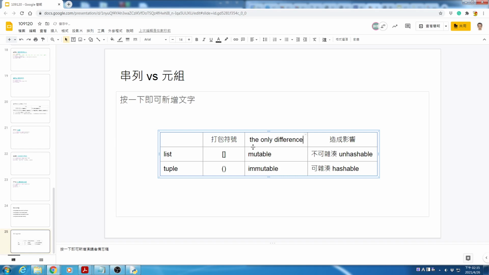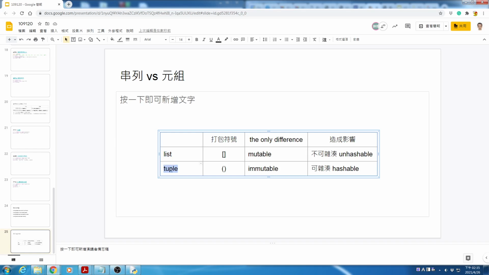If the only difference between a list and a tuple, why do we need a structure of tuple? Wherever we use a tuple, can we use a list instead? Do you know what I'm talking about? A list is mutable. A tuple is immutable. And that is the only difference between a list and a tuple. Okay?